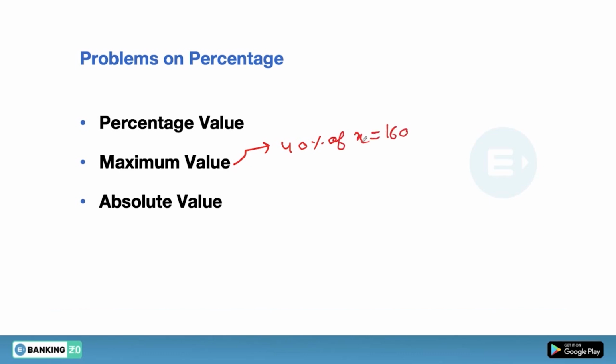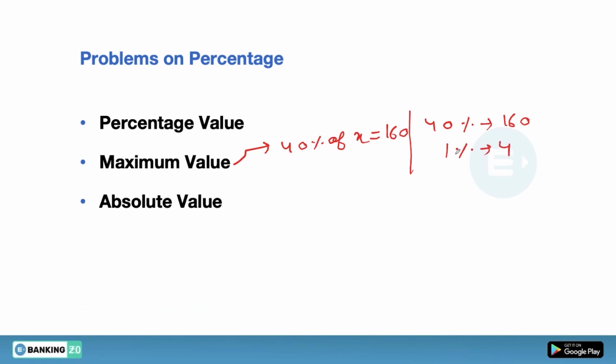So what would be the value of x? Now for this question, I can solve it in two ways. The first way is that 40% is given as 160. That means 1% would be what? 1% is equal to 4.